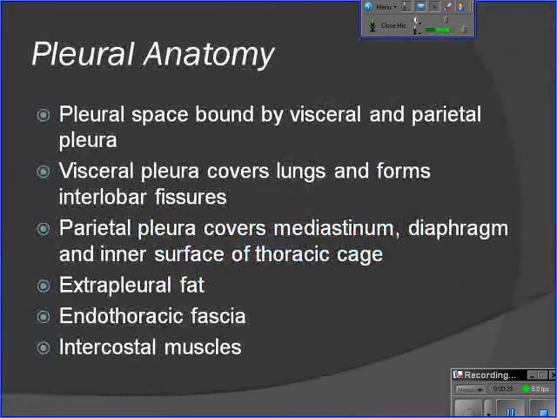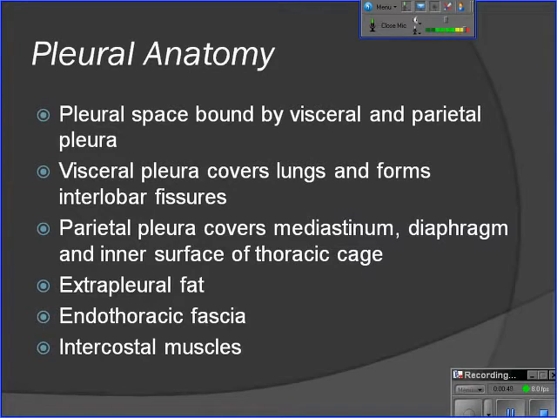So as we all know, the pleural space is bound by the visceral and parietal pleura, and it's the visceral pleura that covers the lungs and forms the interlobar fissures. The parietal pleura covers the mediastinum, the diaphragm, and the inner surface of the thoracic cage.